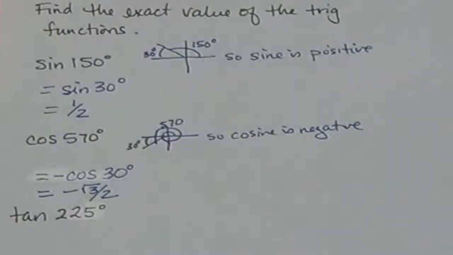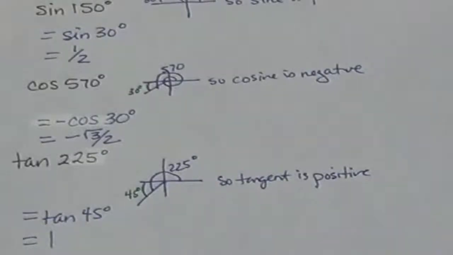And then for tangent of 225 degrees, we're going to do the same thing. So we'll start by figuring out which quadrant the angle is in and what the reference angle is, and determine the sign of the tangent. Tangent of 45 degrees, which is equal to 1.